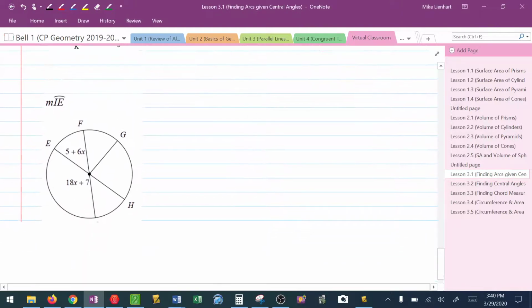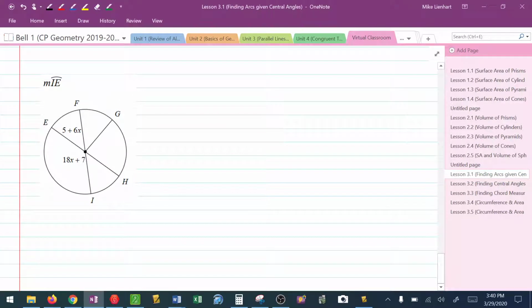Let's try one more like this, guys, just so you've seen plenty of examples of these. All right, let's take a look at this one and think here. Now, I know I got to find the measure of arc IE, which means 18x plus 7 is my equation that goes with that arc. I know I need to find x. But in this particular scenario, we only know central angles for 2 of the angles in the circle. That's all right. I recognize that FI is a diameter, and a diameter cuts a circle in half. So here's what I know.